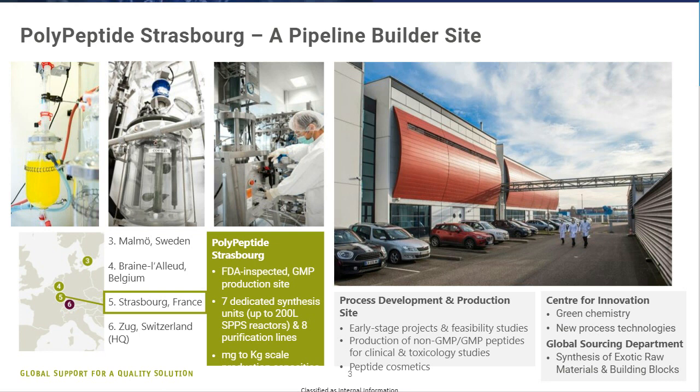Aside from development and production activities, we are also quite lucky to have the Center of Innovation for the PolyPeptide Group in Strasbourg. They're involved in various activities, such as green chemistry, and also looking at how new process technologies can be implemented in producing peptides. We're also quite lucky to have the global sourcing department of the PolyPeptide Group here. They're a special team of synthetic chemists who are specialized in producing strange and exotic amino acids and building blocks and things that might be quite difficult to source elsewhere for peptide production.